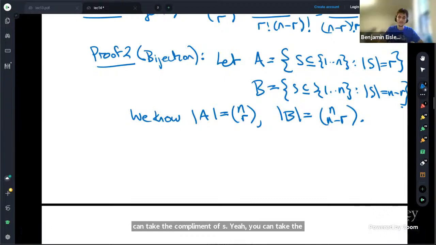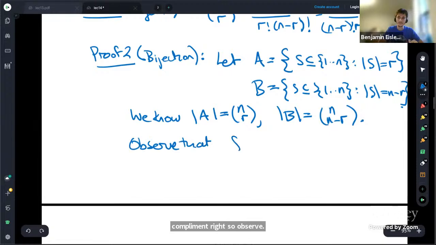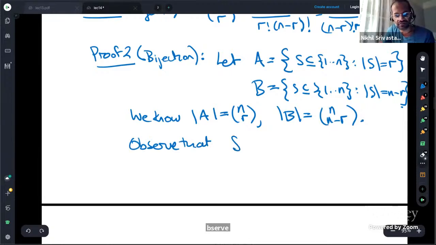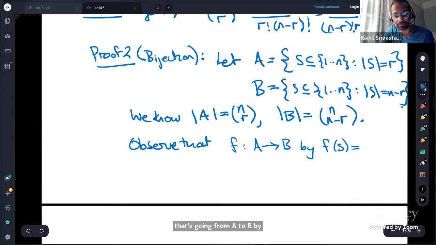So observe that f going from A to B, by f of a subset is just the complement of that subset. So it's 1 through n minus the subset, is a bijection.